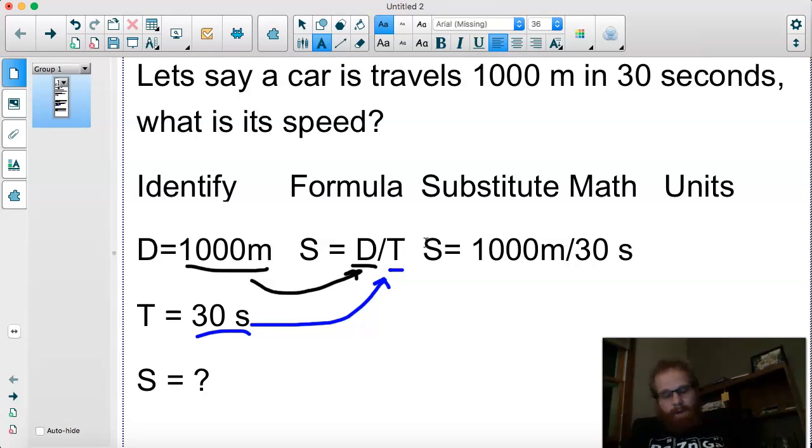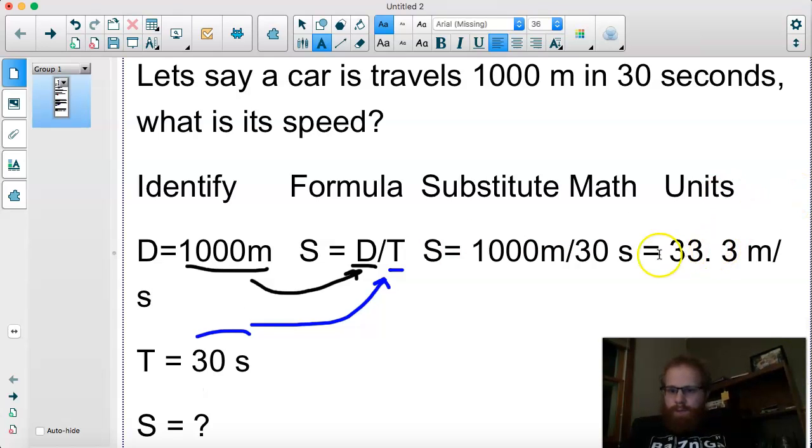Then I can whip out a handy-dandy calculator. You're welcome to use a phone, you're welcome to use a laptop calculator, you're welcome to use an actual calculator. Whatever calculator tool works best for you. Heck, if you want to do it on paper, that's fine. But when I punch these numbers into my calculator, I got 33.3 repeating meters per second.